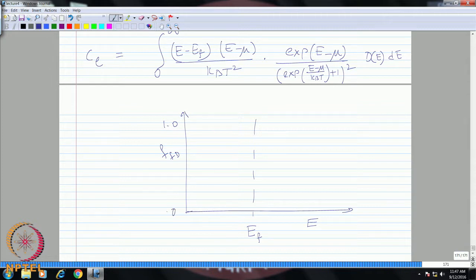This is 0, this is 1. What's that? 0 where? At EF, okay. So therefore, how does it look? The curve is symmetric. Yeah, symmetric, it will be anti-symmetric.